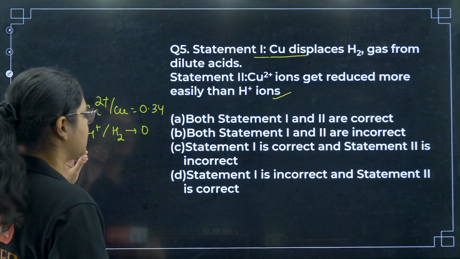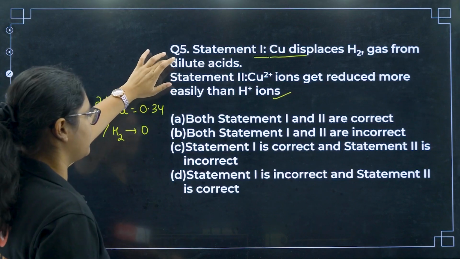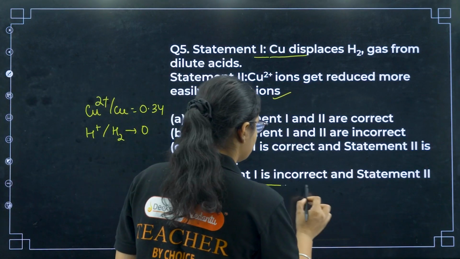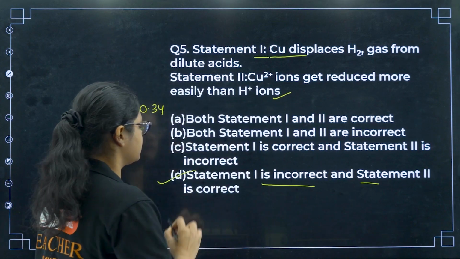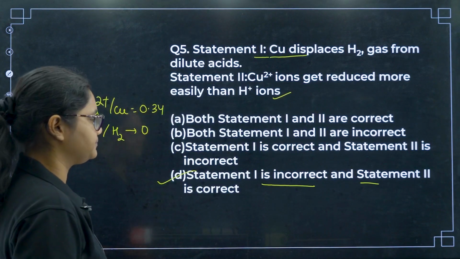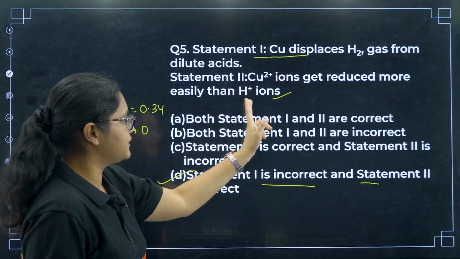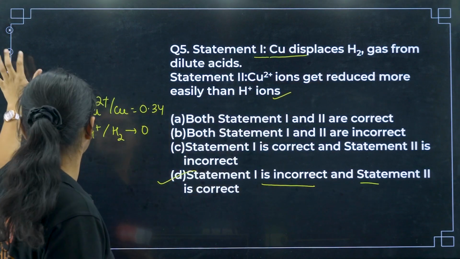Okay, so that is why I can say that statement 1 is wrong but statement 2 is correct, right? Statement 1 is incorrect but statement 2 is correct, so option number D. Copper does not displace, so that is incorrect, and this one is correct, so statement 2 is correct.